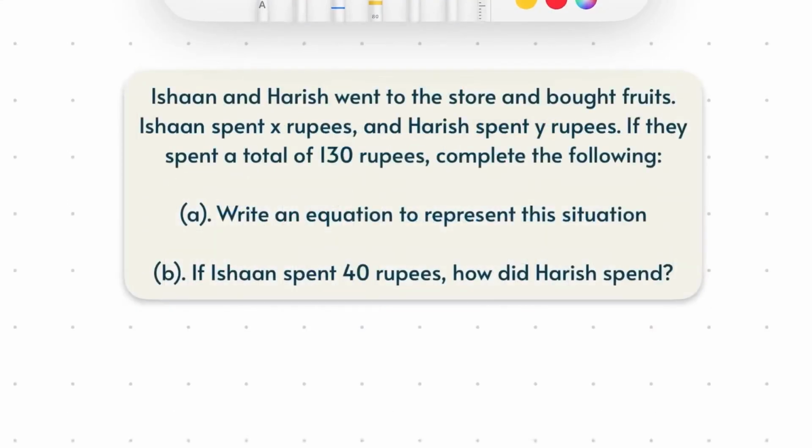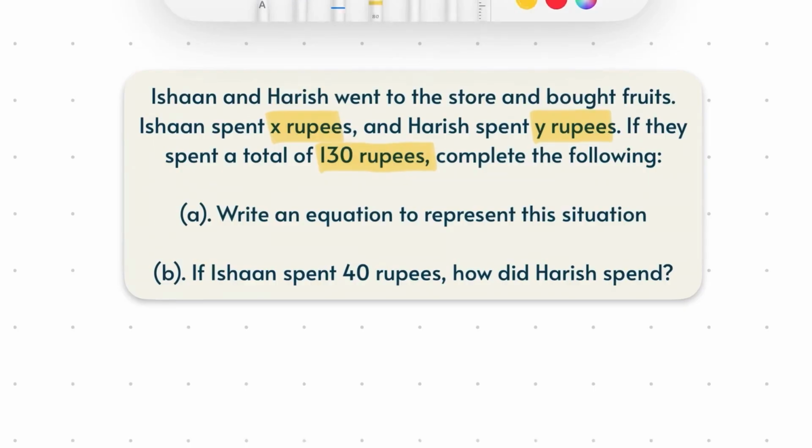Let's now try to solve this problem. Before I begin, I highly encourage all of you to pause your video and try it out. So we're given that Ishan and Harish went to a store and bought fruits. Ishan spent X rupees and Harish spent Y rupees. If they spent a total of 130 rupees, complete the following.